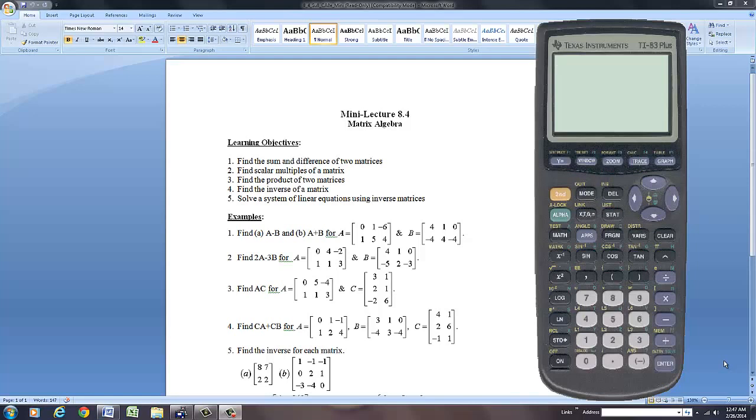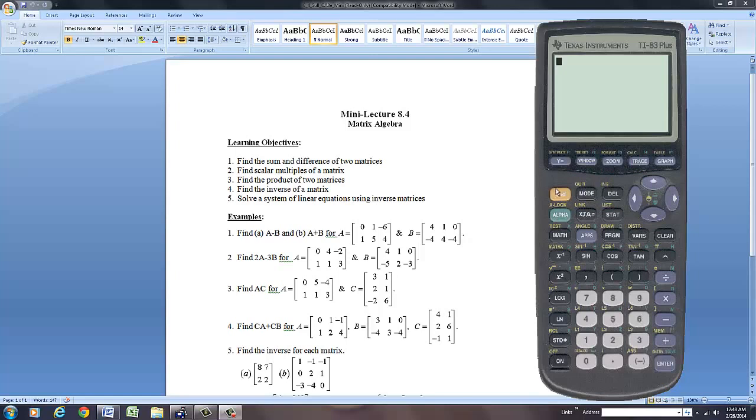Today we're going to do some matrix algebra, or in simpler terms, operations with matrices. The operation of addition and subtraction of matrices is defined as long as the number of rows and columns is the same for each matrix involved in that operation. For multiplication, it's a little bit more involved, so I'm going to focus in this video on the multiplication of matrices. I'm going to look at exercise number 3 here, where they give you two matrices A and C, and they want you to find the product.